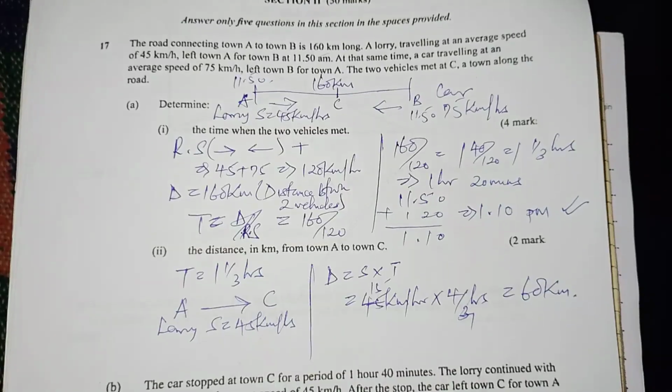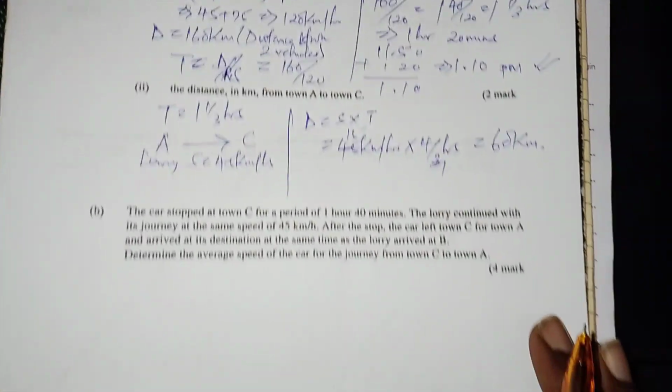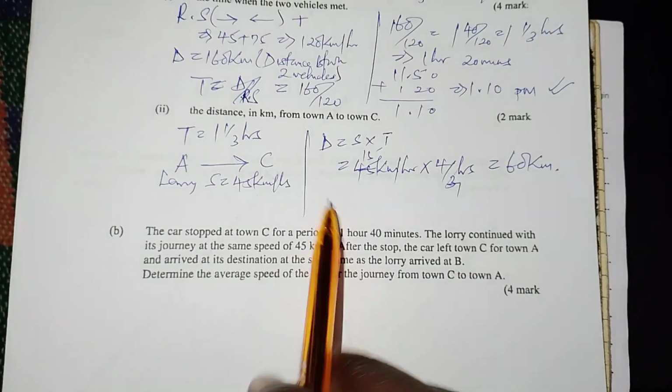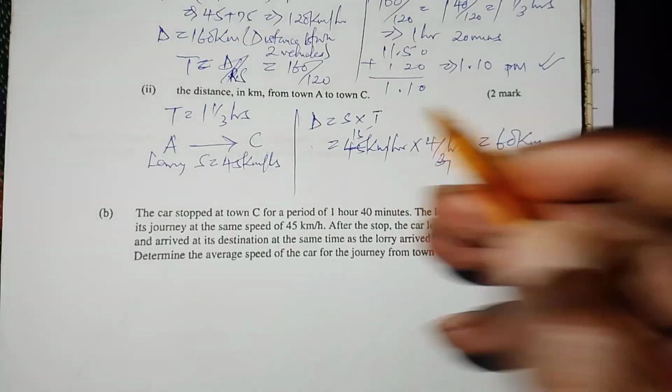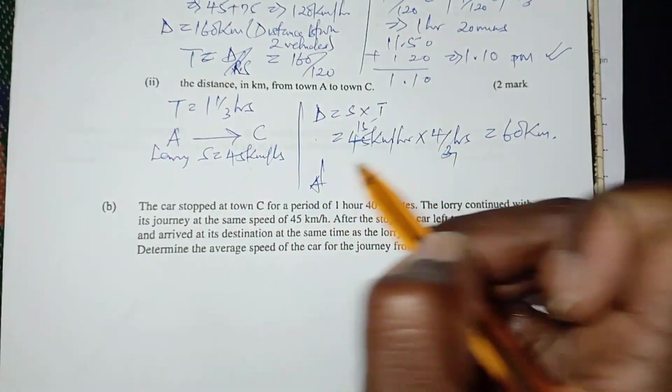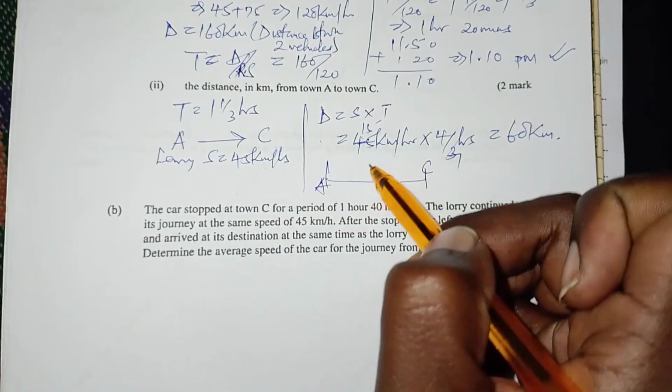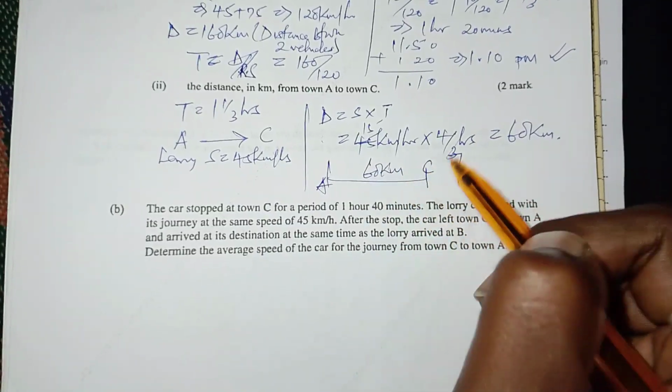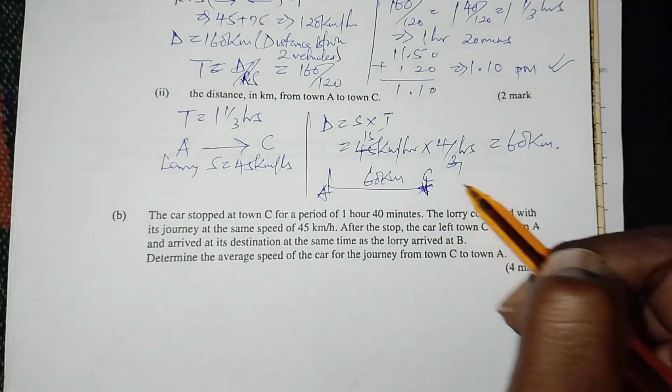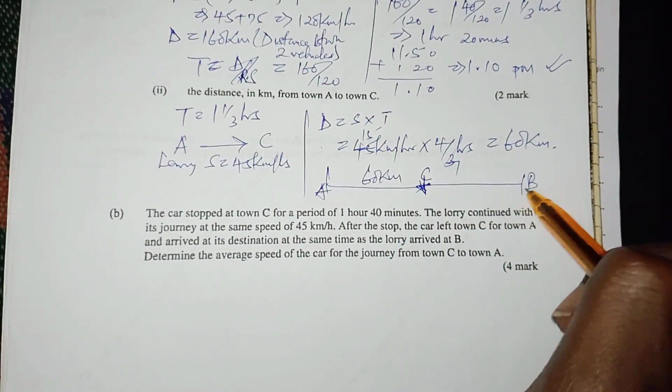So at town C, they met, the distance from A to C was 60 kilometers. So from A, then we have C, we had 60 kilometers. So this is where they met. Then we have this town B.